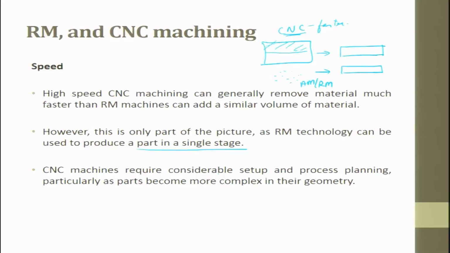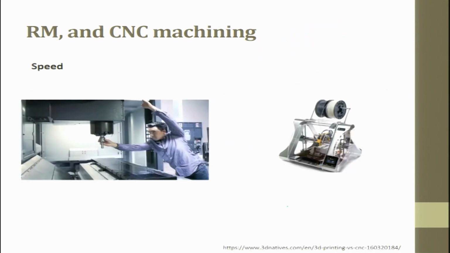That is all. CNC machines require considerable setup and process planning, particularly as parts become more complex in their geometry. So, this is for the CNC machine. This is an AM machine, in which you have a spool of building material, which is nothing but a polymer. Also note, there are two different colors, one is black, another one is white.